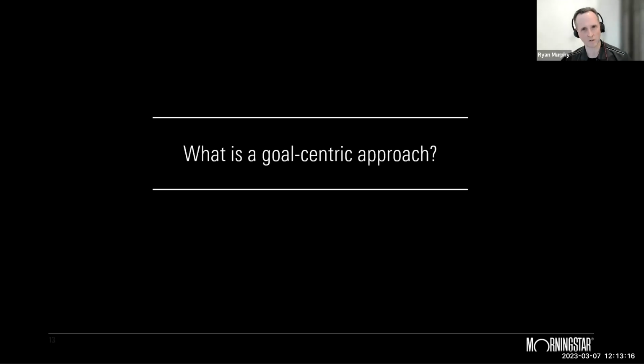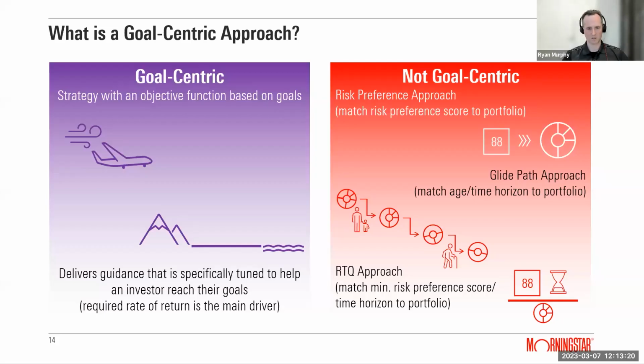So let me be very clear, and maybe even emphatic, about what I mean when I talk about a goal-centric approach. When you think about a goal-centric approach to financial advice, this is a strategy that has an objective function that is explicitly based around the goals the investor has. So you have to articulate what those goals are, and that's some sort of amount of money that the person wants in a particular time frame, right? So those specific details have to be delineated.